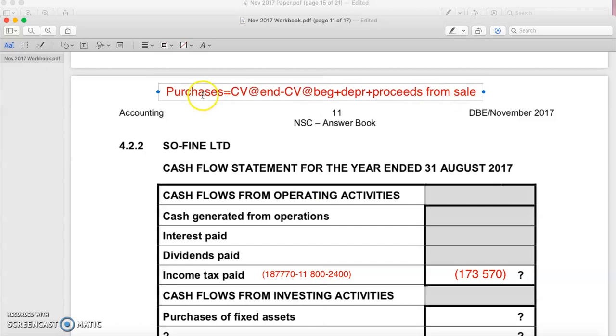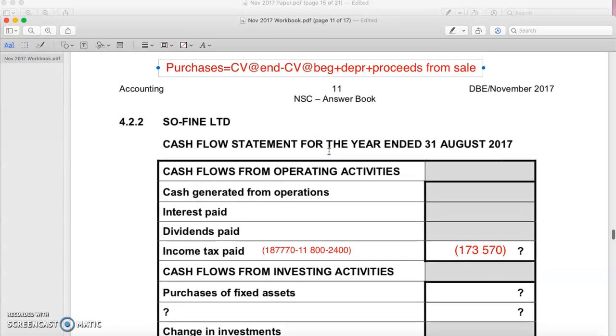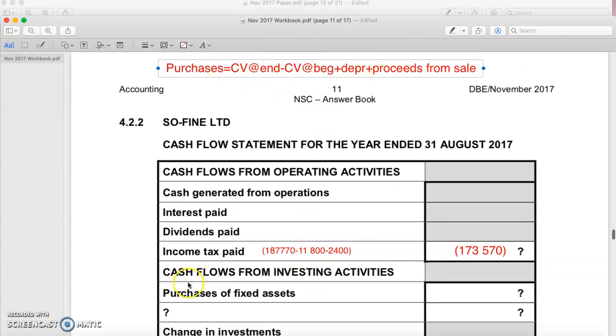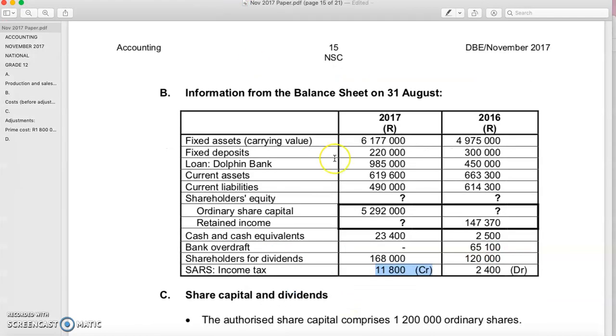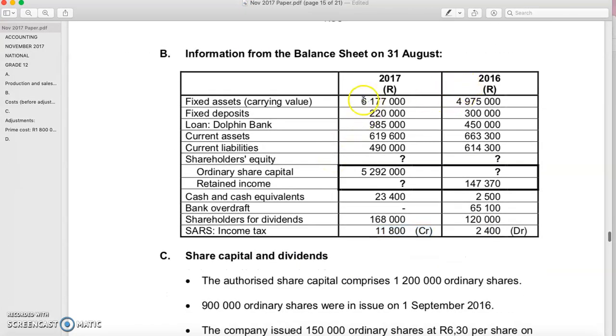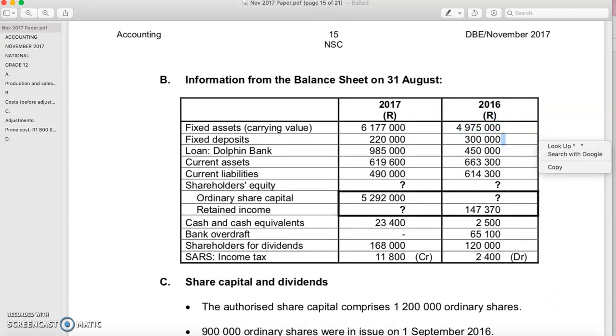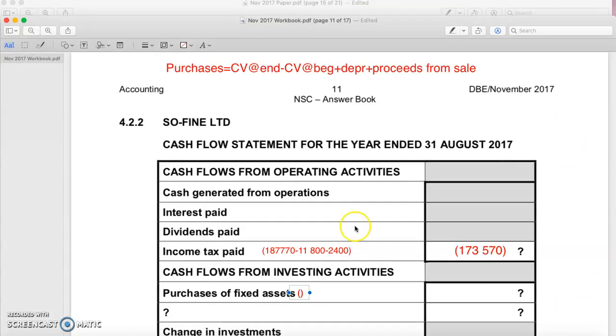Like I said, maybe you are given purchases, but you're not given maybe proceeds or depreciation. Just change it, but learn this. It's very handy. And I'm going to use that same formula here to calculate our purchases. So first I said carrying value at the end and beginning. Carrying value, here it is, carrying value at the end, carrying value at the beginning. So let's see. Okay, here it is.